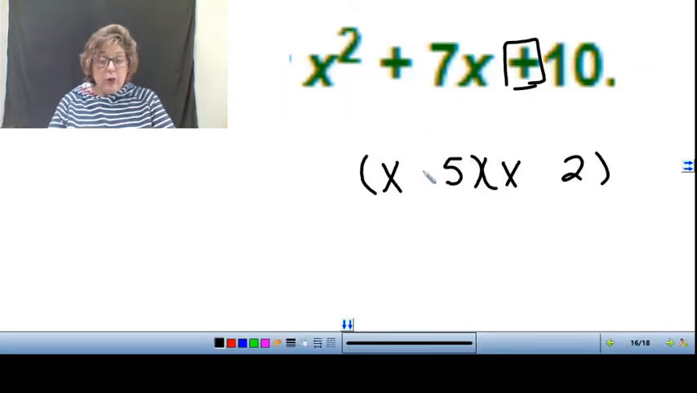So now what would this be? Well, a positive plus a positive is always a positive. So it would be a plus and a plus. Had that been a minus, I know a negative plus a negative is a negative. So my two signs would have been a minus. So that sets my signs in the parentheses, and this tells me what I am doing to get this middle term.